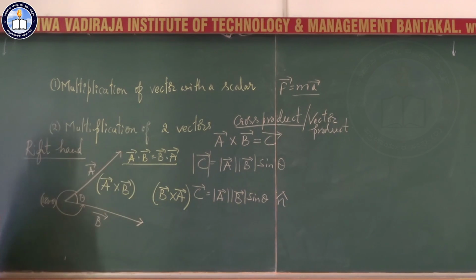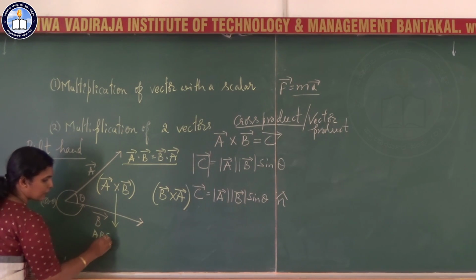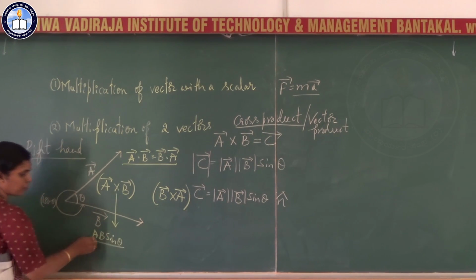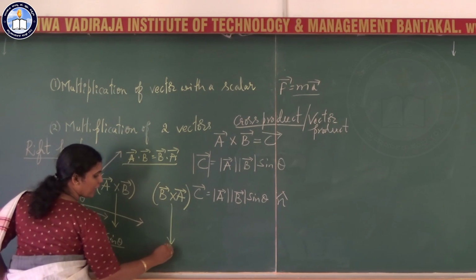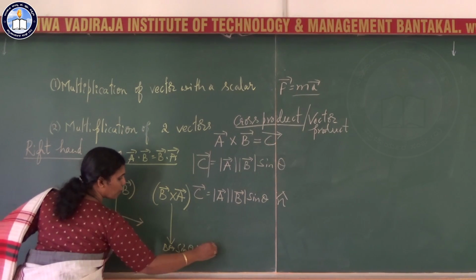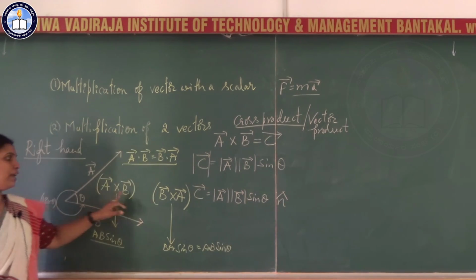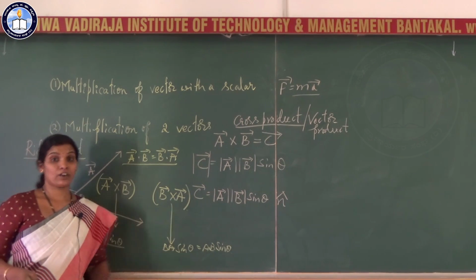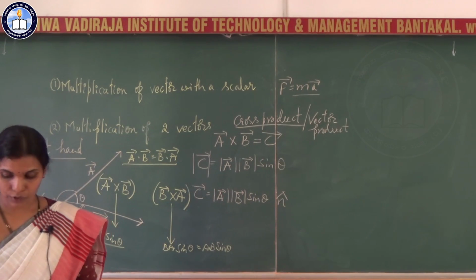What about the magnitude? What will be its magnitude? AB sin theta, right? The magnitude of this one is BA sin theta. BA is again AB, no problem. AB sin theta. So, magnitude of A cross B is equal to magnitude of B cross A. What about the direction? We will go to our previous thing.